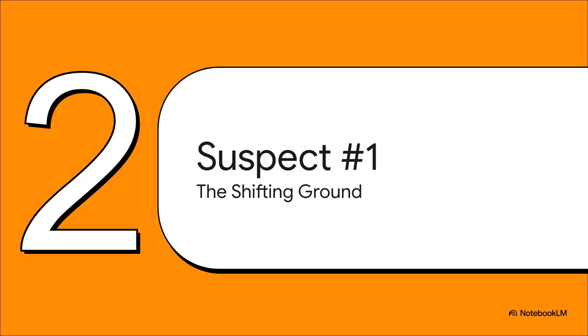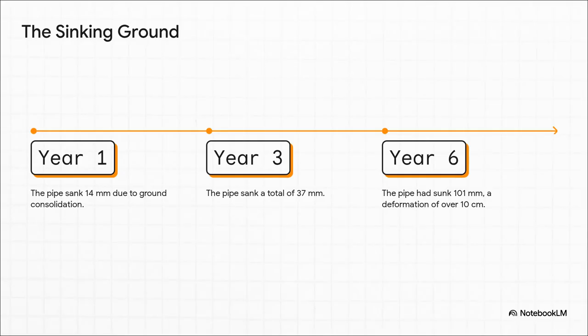And right away, the simulation pointed to a prime suspect. And it wasn't some sudden, dramatic event. No, this was a slow, silent killer that had been at work for years. The shifting ground itself. You see, the ground in that area is really soft clay. So as more and more landfill got piled on top, the ground just sank, and it took the pipeline with it. The simulation showed that after just 1 year, the pipe had already sunk 14 millimeters.